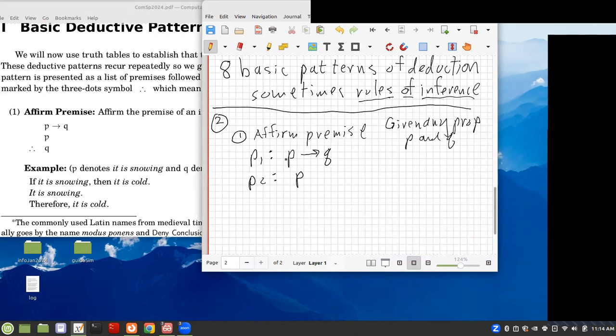The first premise intuitively says that the truth of P guarantees the truth of Q. The second premise says we know P is true, therefore it's intuitive that we should conclude that Q is true. So these three dots here are a symbolic way of saying therefore. They mark the conclusion.